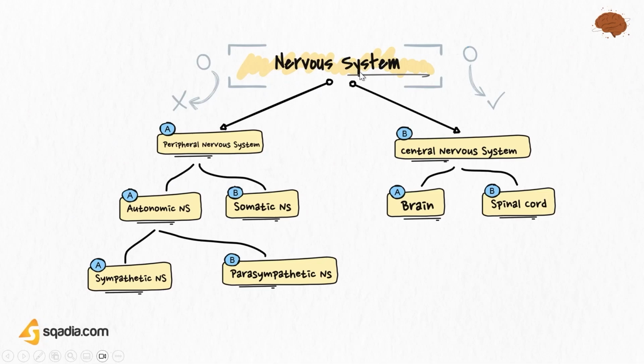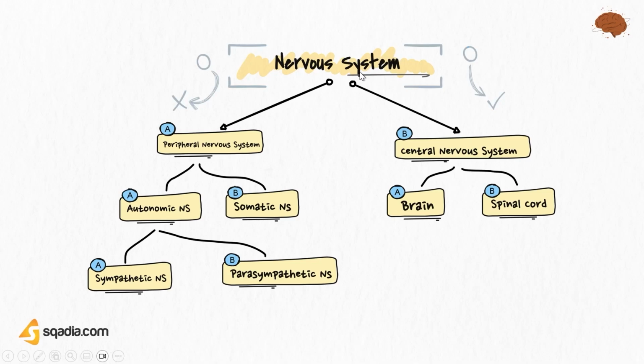So the nervous system is a complex network of specialized cells, tissues, and organs that coordinates and controls the function of the body. Now, it is responsible for transmitting and processing information throughout the body, allowing us to perceive, interpret, and respond to our environment.